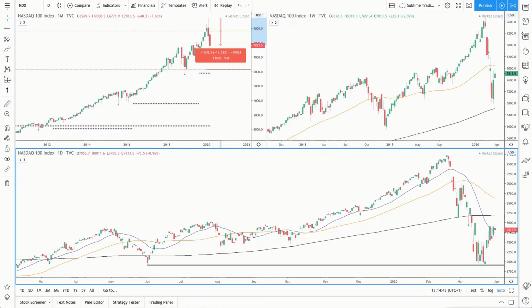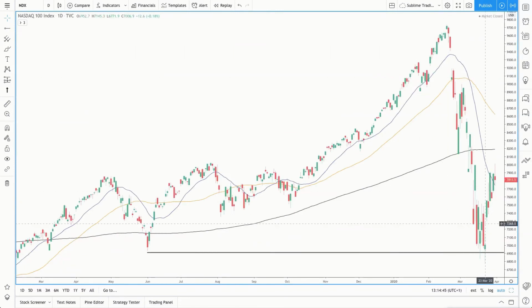If I open up the daily time frame, we can see there was good weakness through all three moving averages. Price is below the 20 and the 50 simple moving average, but currently price is just about trading above the 20 simple moving average. So again, we need to let price dictate whether we see further weakness back towards this area of support.